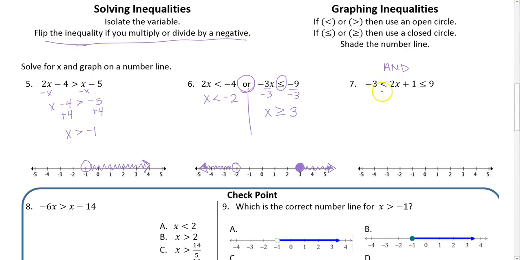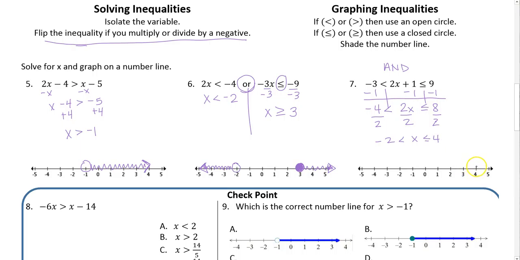When we solve this, we have to solve all 3 pieces. So first, we're going to get the 2x by itself by subtracting 1 from all 3 pieces. We get -4 is less than 2x is less than or equal to 8. Now we will divide by 2. Again, we will divide all 3 pieces by 2. So we get -2 is less than x is less than or equal to 4.